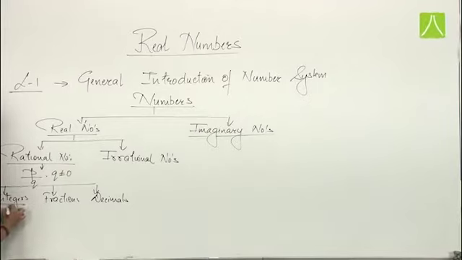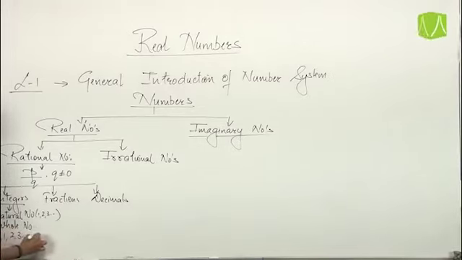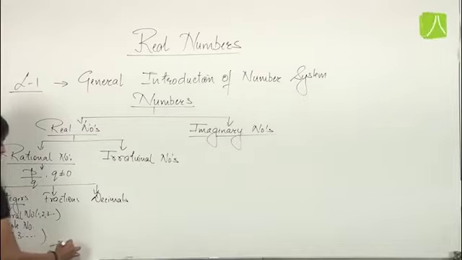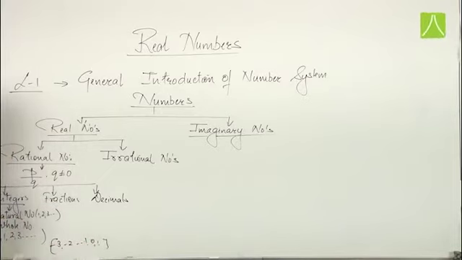Integers are like natural numbers and whole numbers. Natural numbers start from 1, that is 1, 2, 3 up to infinity. Whole numbers start from 0, that is 0, 1, 2, 3, 4 and so on to infinity. Integers contain whole numbers and negatives of natural numbers, for example minus 3, minus 2, minus 1, 0, 1. These all are integers.